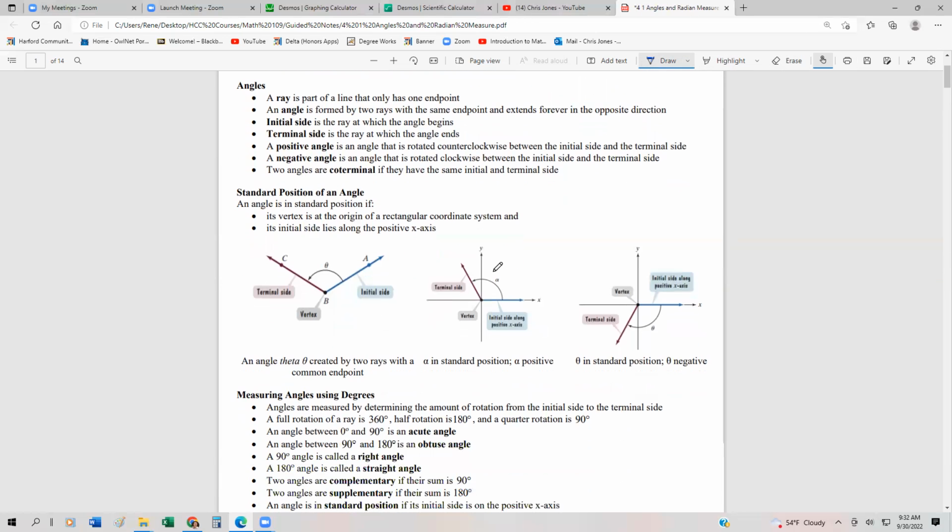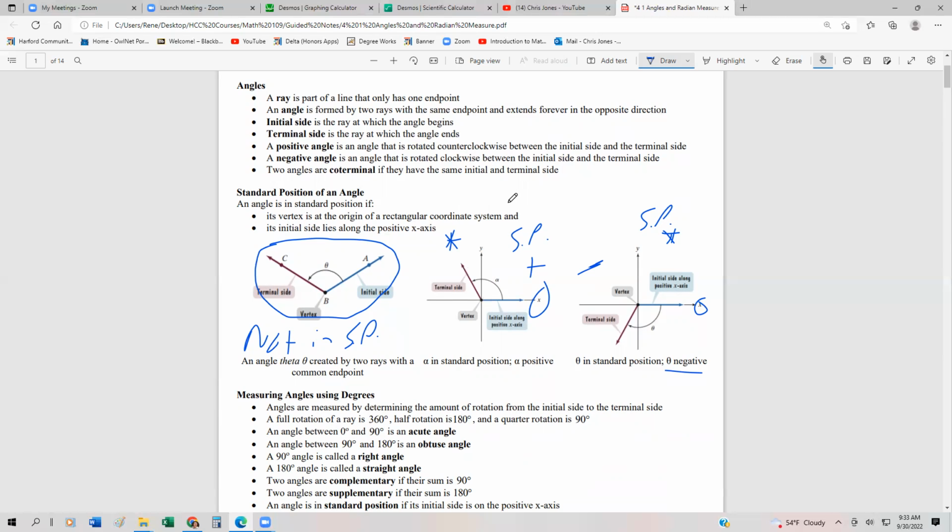Standard position starts on the positive x-axis. The angle right here that's created is not in standard position, but this angle is in standard position, and so is this one, because they begin on the positive x-axis. Notice that this is a negative angle and this is a positive angle. And remember, the rays meet at the same endpoint, so that has to be given.